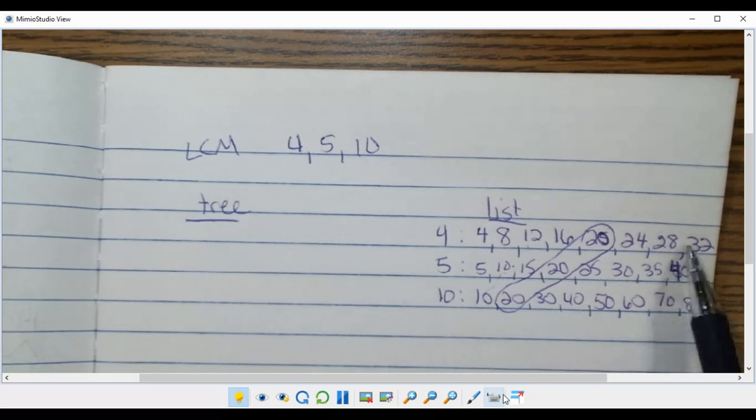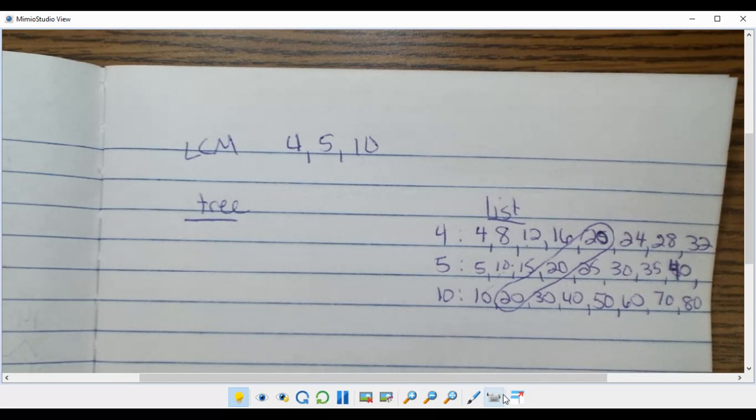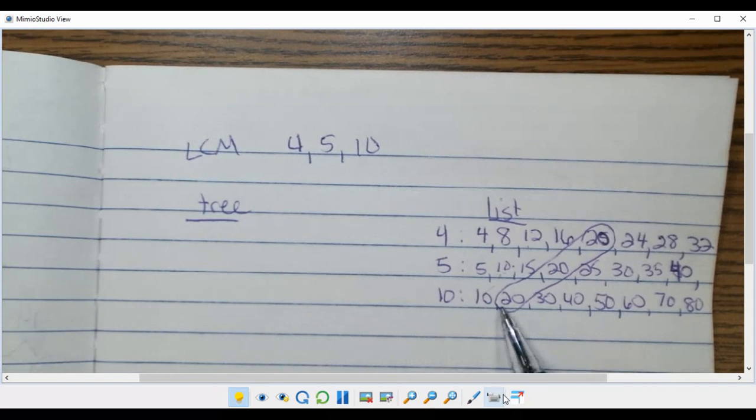Now, are there other multiples that happen on all 3 lists afterwards? Absolutely. 40 would be another one. 80 would be another one. 100 would be another one. But we're looking for the least.